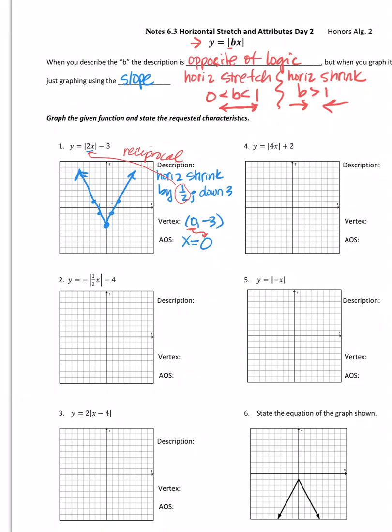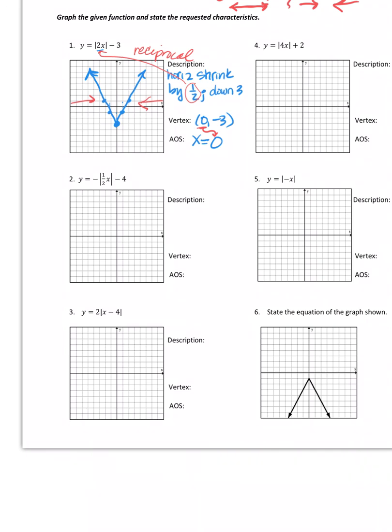All right, so there you have it. It is horizontally shrinking it. Remember, a horizontal shrink means it's pushing the parent function, squishing it this way. So what is difficult about this? What you have to remember is that the description is opposite logic. The description, you're using the reciprocal, but when you actually graph the slope, you're using the number as it is in the equation. Let's try another one.